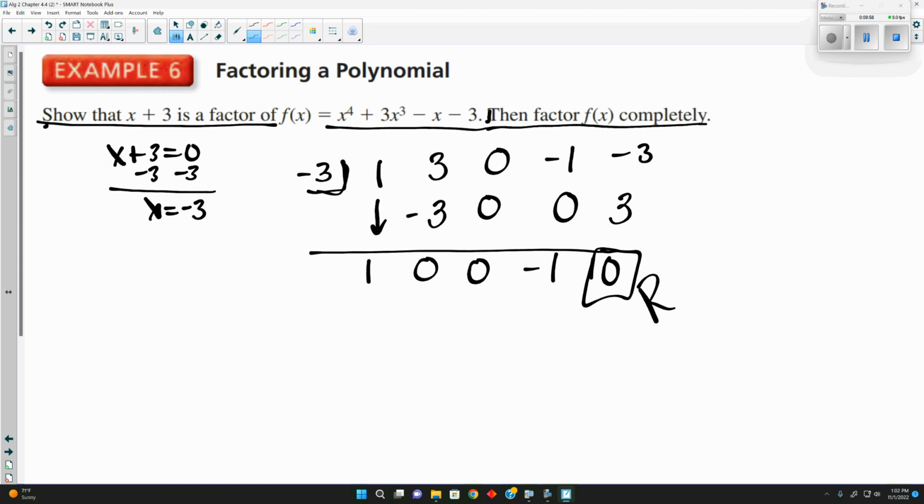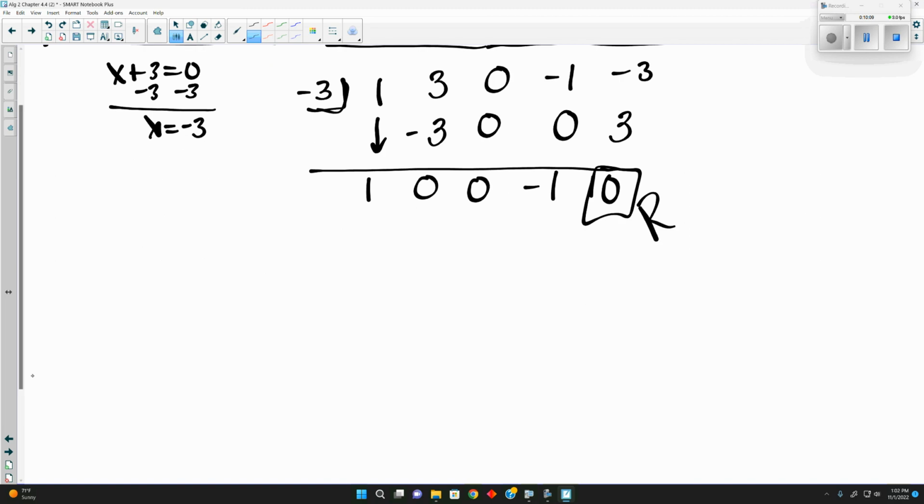Now, that's the same as what we did before, but they want us to then factor this completely. They want us to factor it all the way out. So we know a term is factored completely when the degree is 1.